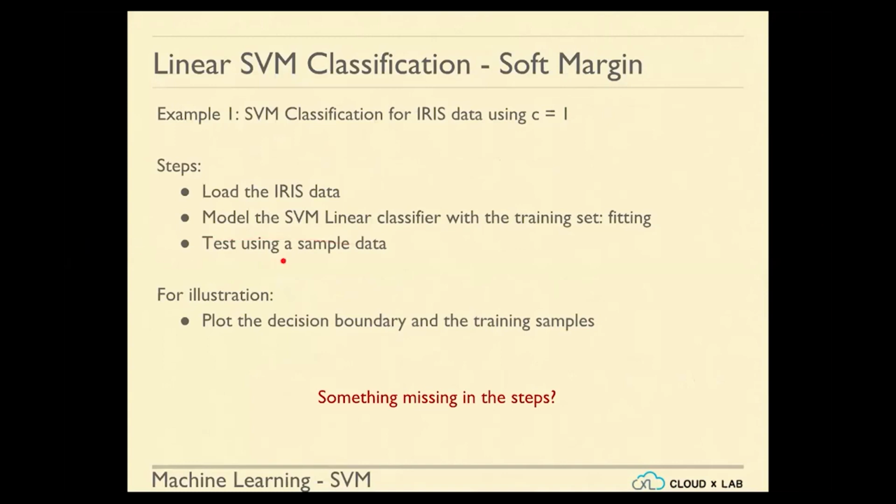Okay, so good. Moving ahead, and assume classification for the iris dataset using C equals 1. So the steps are: load the iris data.